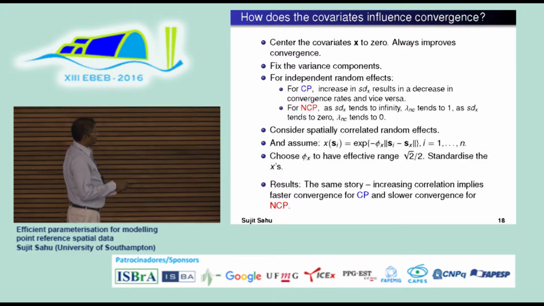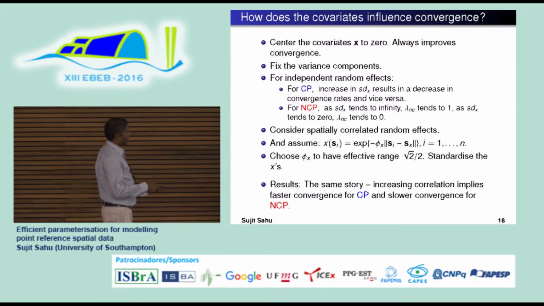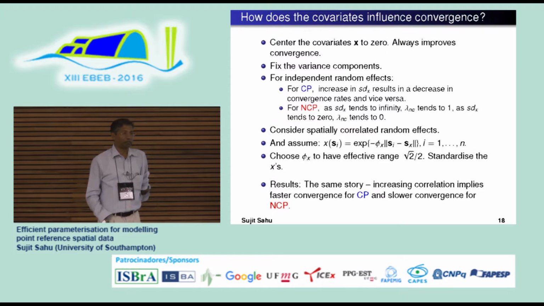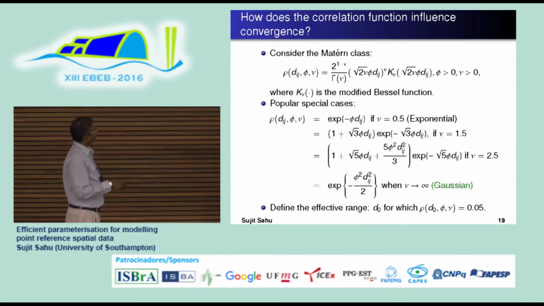So this is for independent random effects, like the beta S's are independent. But if you assume spatially varying covariates, then the result is the same story. Increasing correlation improves convergence for CP. Here we standardize the X's, take away the mean and standardize, and see what happens with NCP.